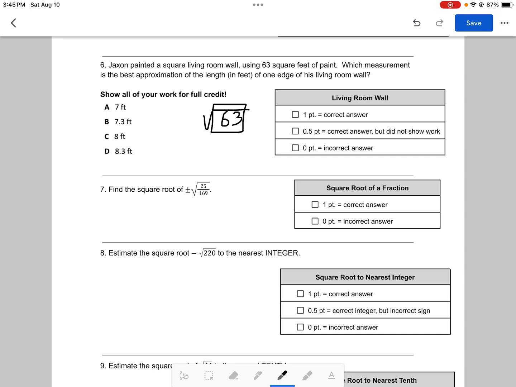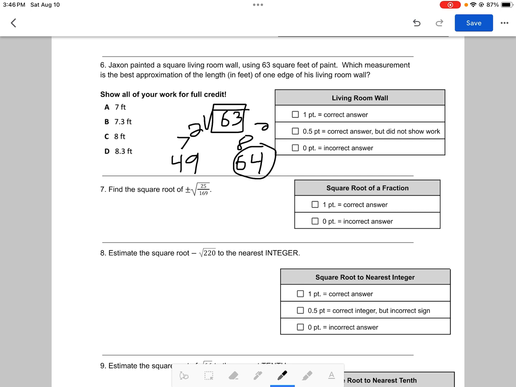of 63. Now, 63 is not one of our perfect squares, so I need to figure out what 2 perfect squares are around 63. So if I remember correctly, I know that 8 squared is 64, which is higher than 63. And I know that 7 squared is 49, which is lower than 63. Now I need to figure out which one is closer, 49 or 64 to 63.